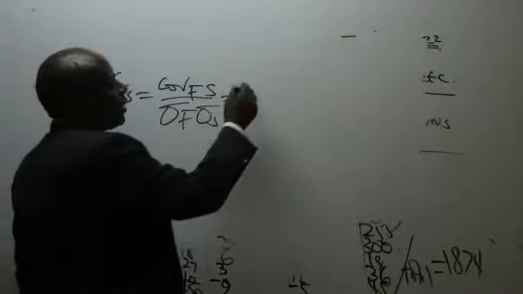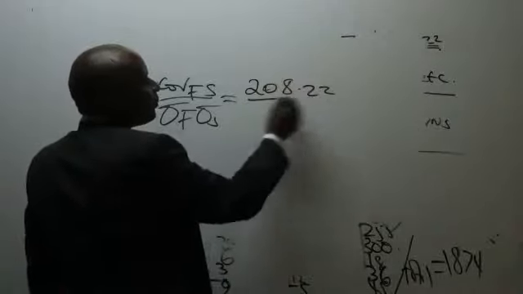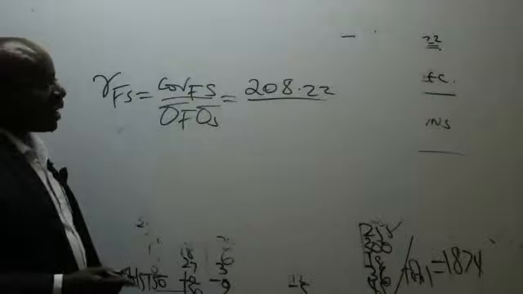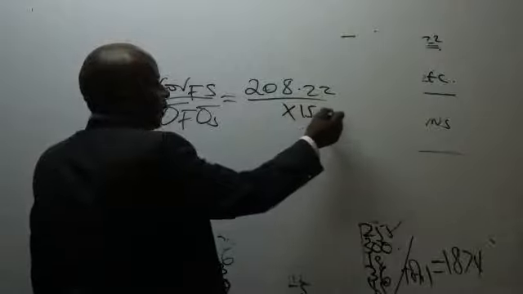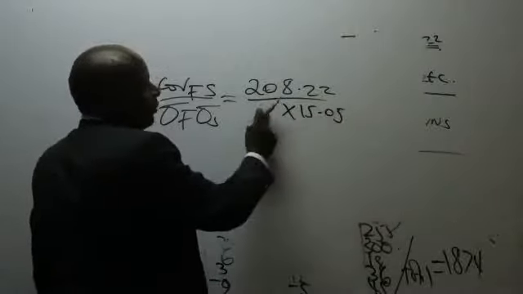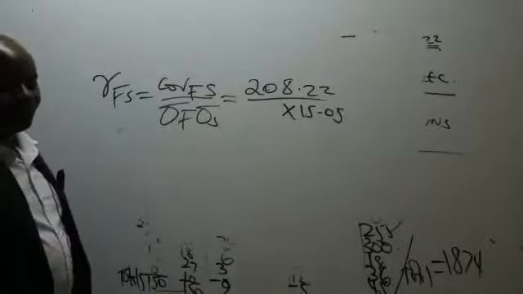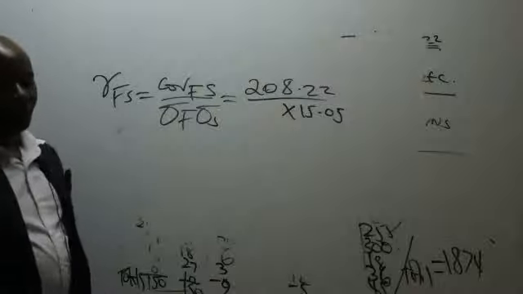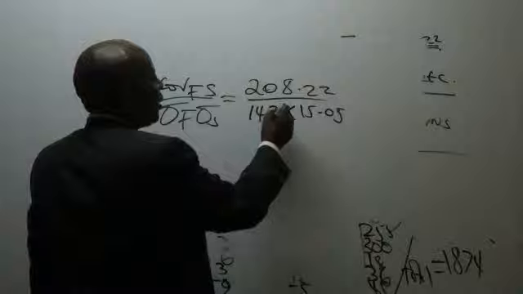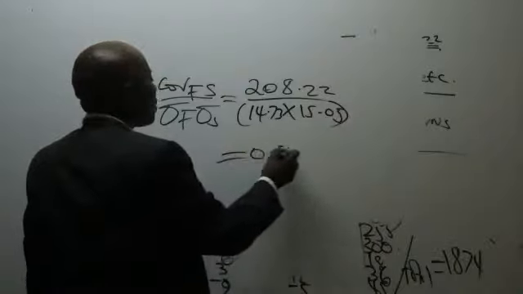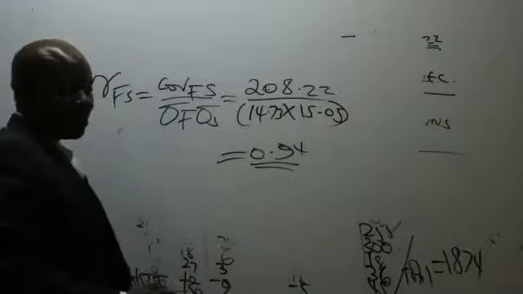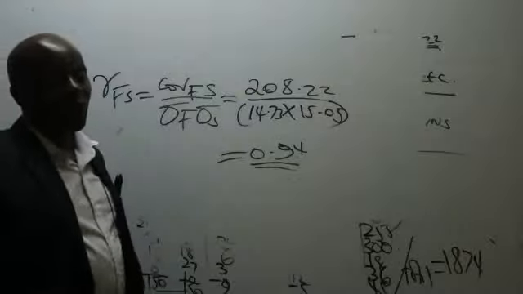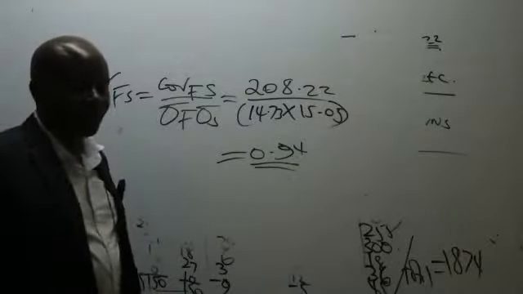So the covariance, you gave me a figure of 208 point something. The standard deviations here, you gave me what figure? I know the second one is 15.05. How about the first one? The first one was 14.73. So if you are keen, then we'll end up getting a correlation of 0.94 as your correlation coefficient.